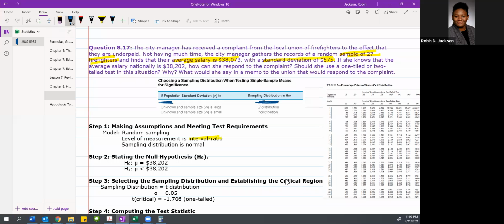So we're left with two options. All right. And our average national salary, so this is a salary across the nation, is $38,202. How can she respond to the complaint? Should she use a one-tailed or two-tailed test in this situation? Why? What would she say in a memo to the union that would respond to the complaint?